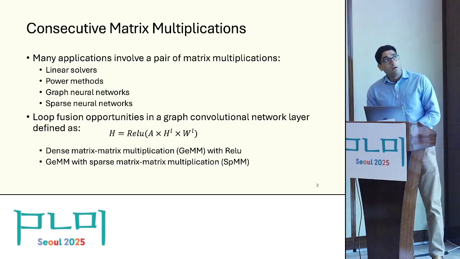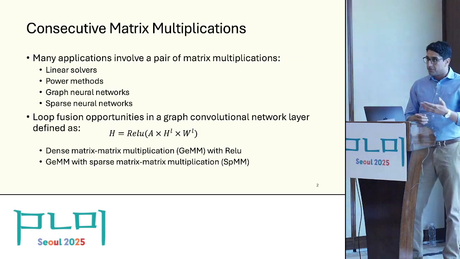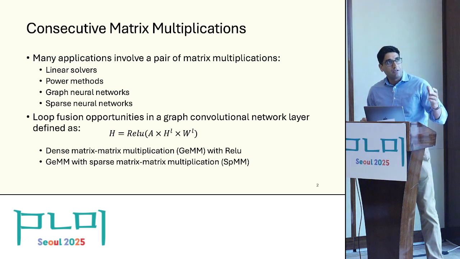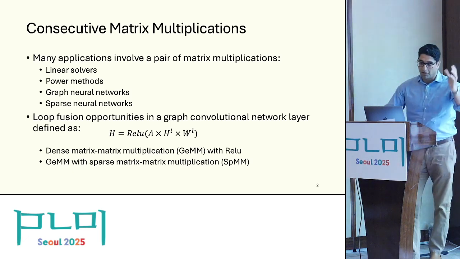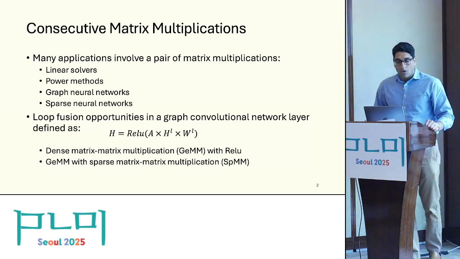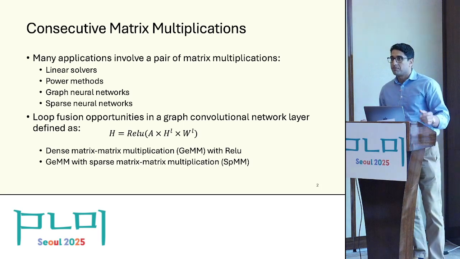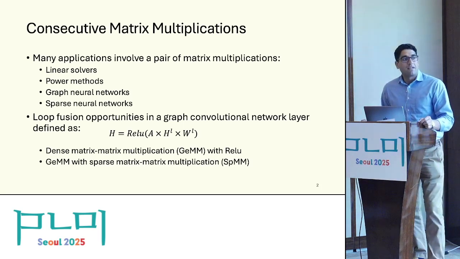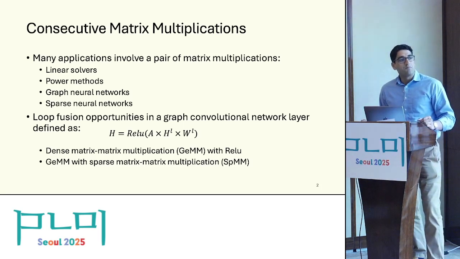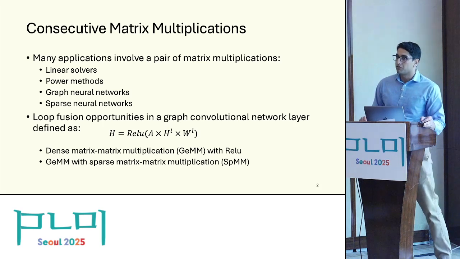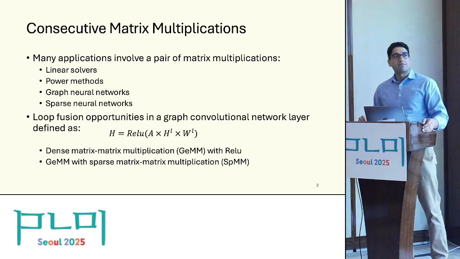The consecutive matrix multiplication, which is the focus of fusion in this work, often happens in many applications, some of which I listed here. I'm starting with the graph neural network as an example throughout this presentation. That's why I'm showing the closed form of one layer of a graph neural network here. Particularly, this is a graph convolutional network.